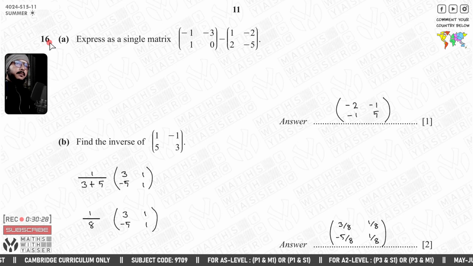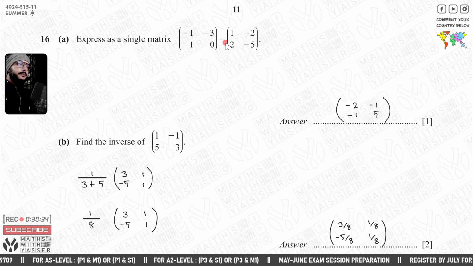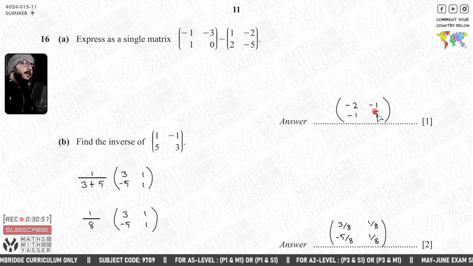Question number 16. Express as a single matrix when these two are subtracted. So this is a very easy calculation. We have to do 1 minus 2, which is -1. 1 minus 2 is -1. -3 minus -2 is -1. And -3 minus -5 is 0. Minus -5 is +5.